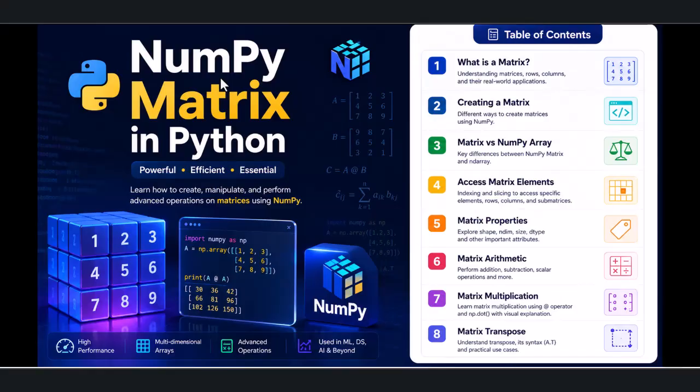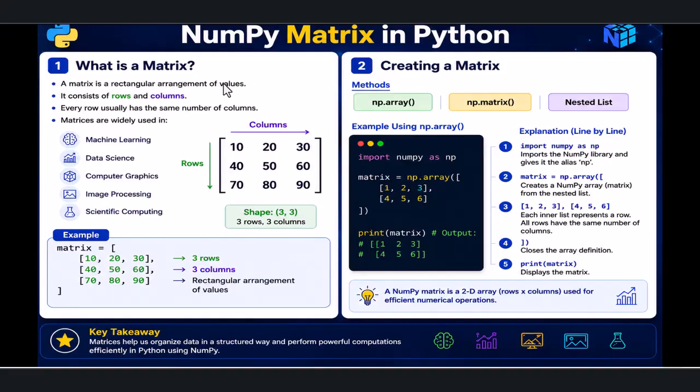So, let's get started. Before we start writing any code, let's first understand what a matrix actually is. A matrix is simply a rectangular arrangement of values. You can think of it as a table where data is organized into rows and columns. If you have ever worked with an Excel spreadsheet, then you will have already seen something very similar. Every spreadsheet has rows running horizontally and columns running vertically. A matrix follows the same idea.